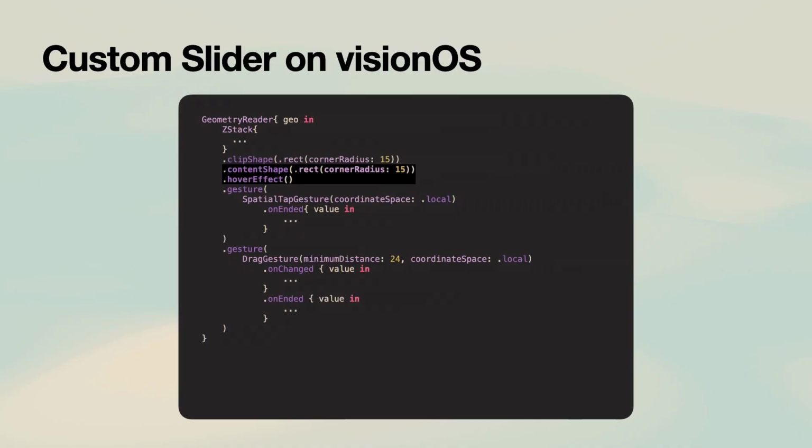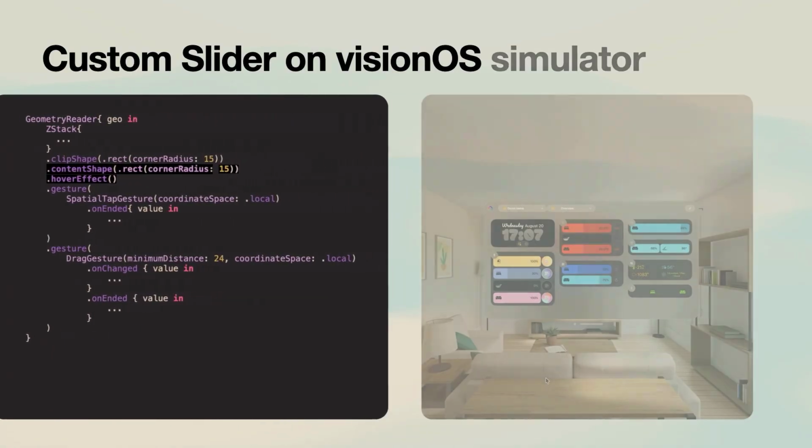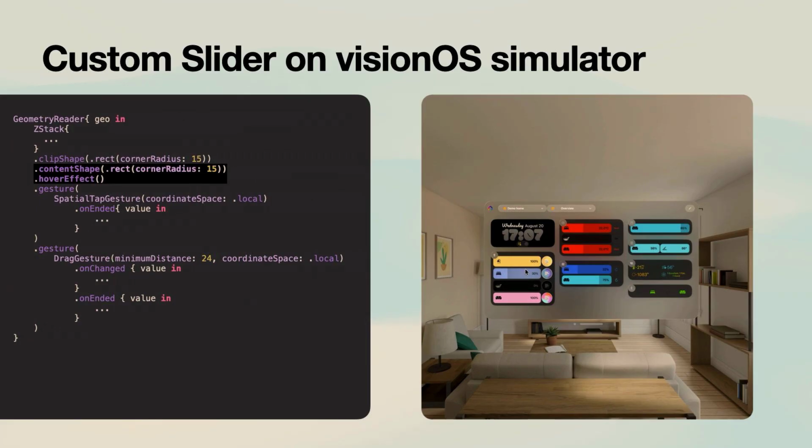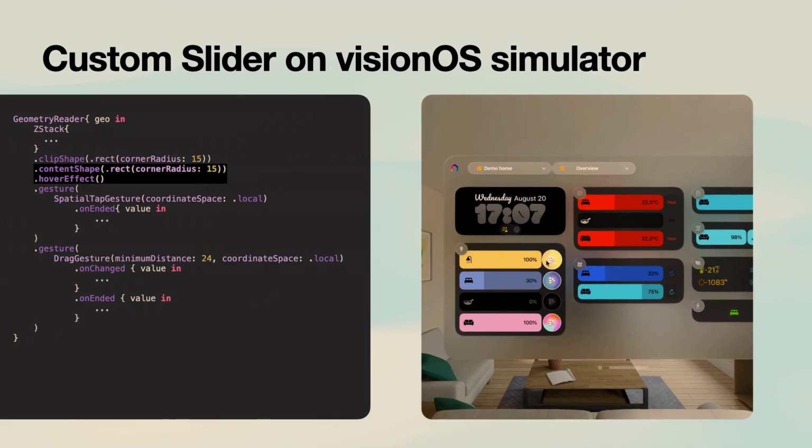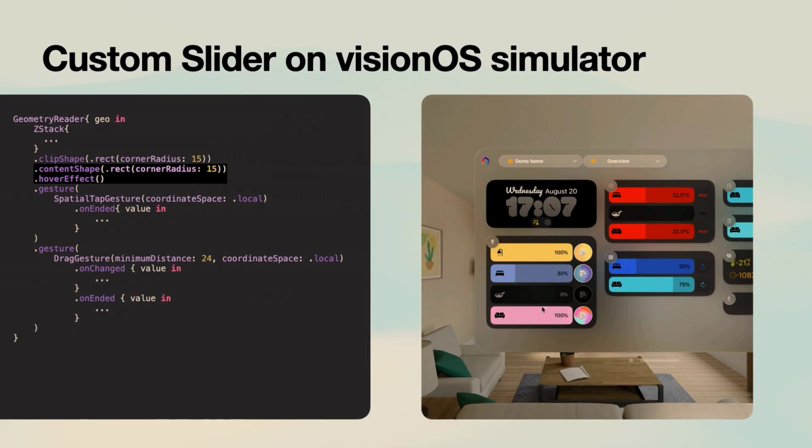The first recommendation you get from Apple is to add a hover effect. So I say, okay, let's try it out. Hover effect, try it on the simulator. And here you can see it's working. Every time I put the cursor on it, it's highlighting the slider I'm on.